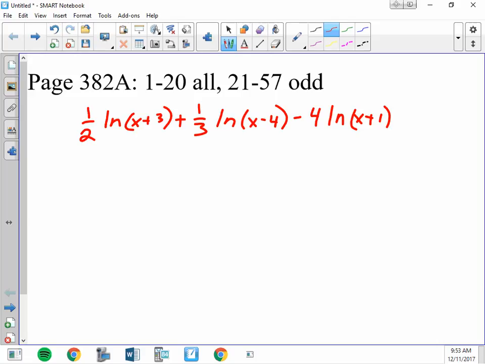Okay. What about 36? How many ln's will there be? There will be 4 of them. So we have a 2 out front to begin with. And then the first one will have a 1/3, and the second one will have a 4, and the third one will have a 1 in front, and the fourth one will have a 1/2. So you can either leave that 2 out in front and put everything on the inside, or you can double all of the coefficients on the ln.